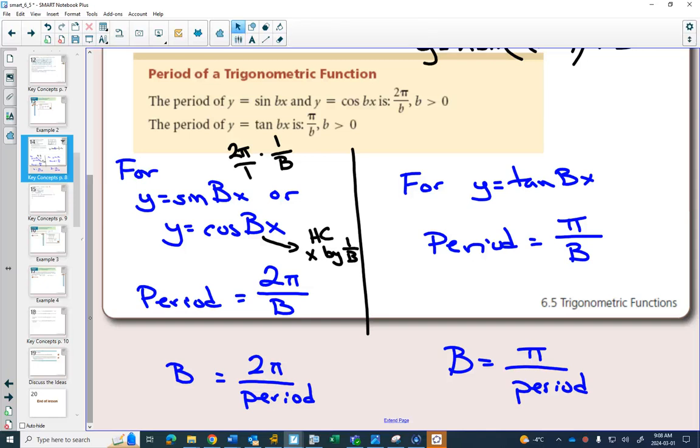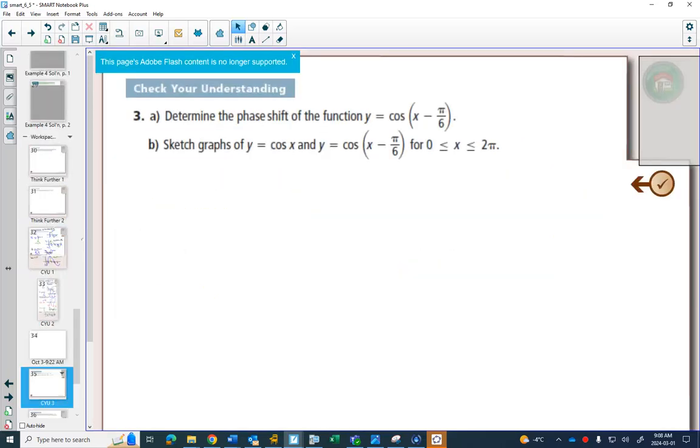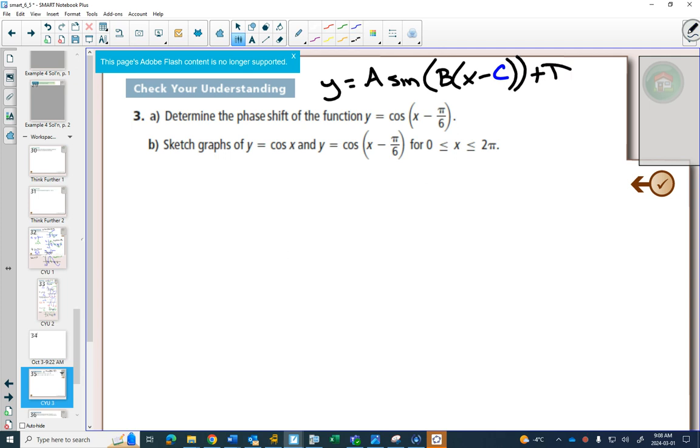Next we look at the c value and how that affects our graph. So now we have a sine b in our transformations. In our transformations, we know that inside the function is horizontal. So if we had y equals cos of x minus pi over 6, we could label this as a horizontal translation.